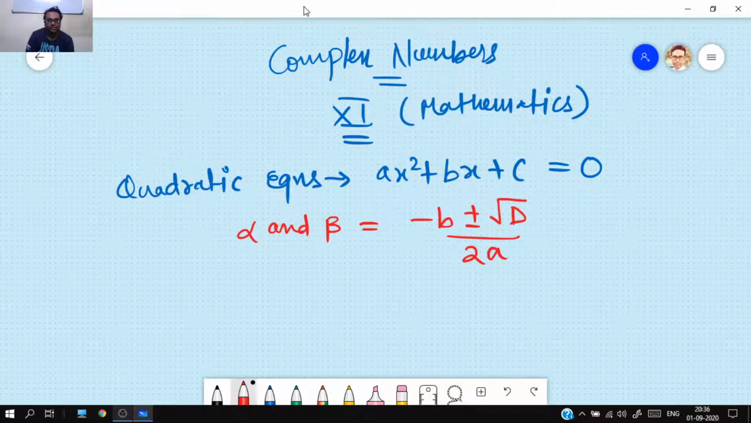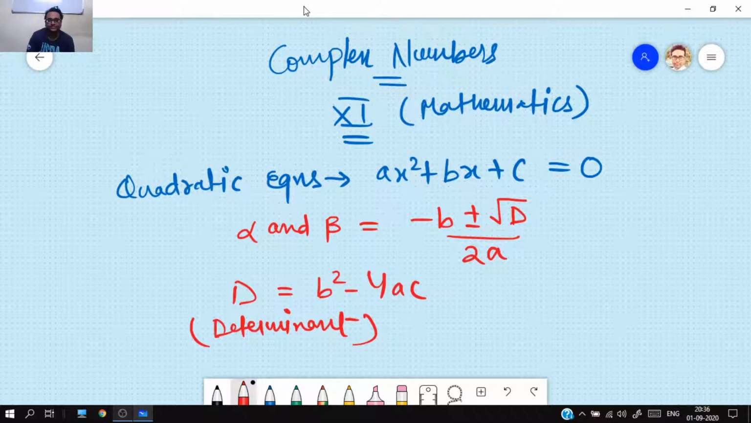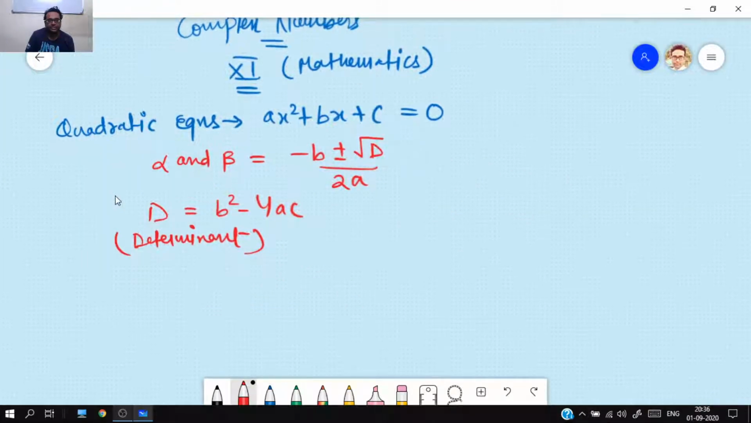What is the value of D? D is called the determinant, and D is equal to b square minus 4ac. These are all topics we have done in class 10th.